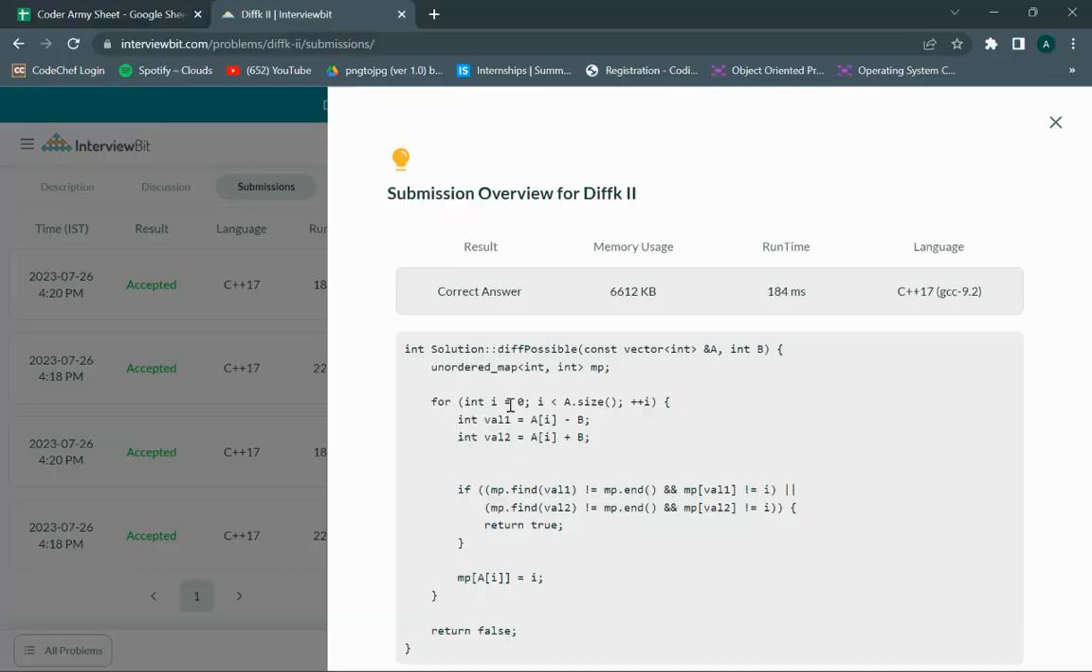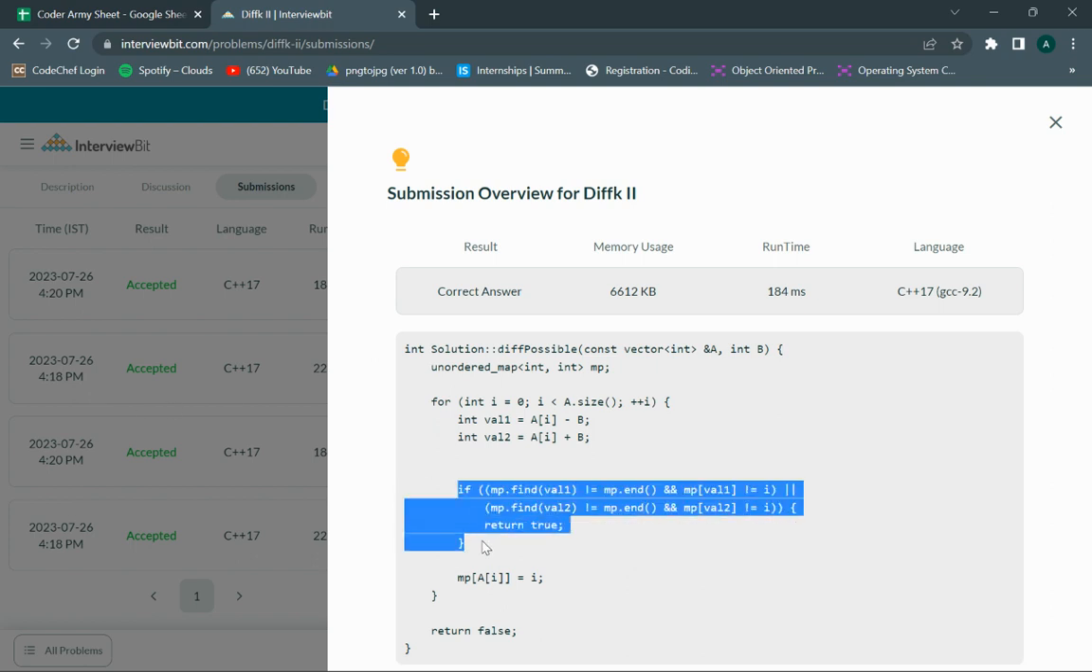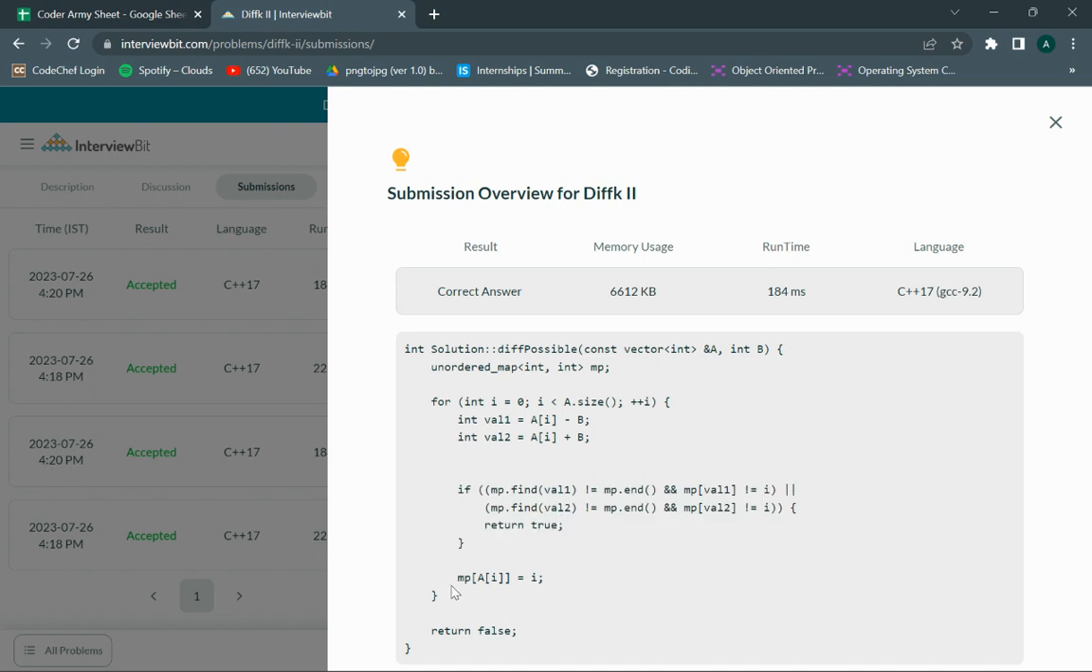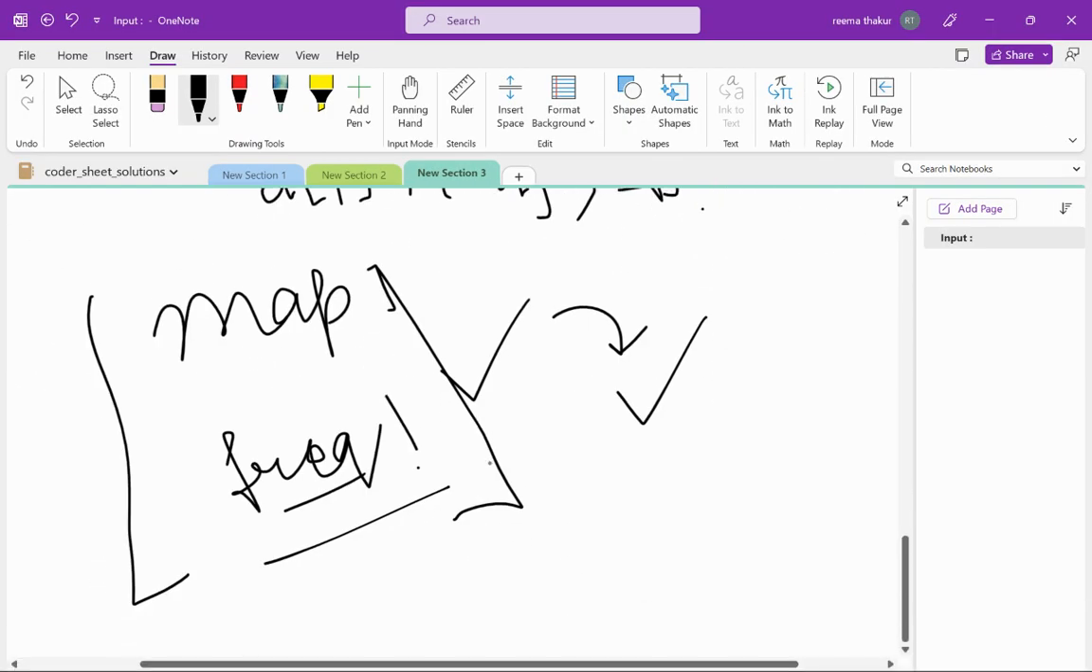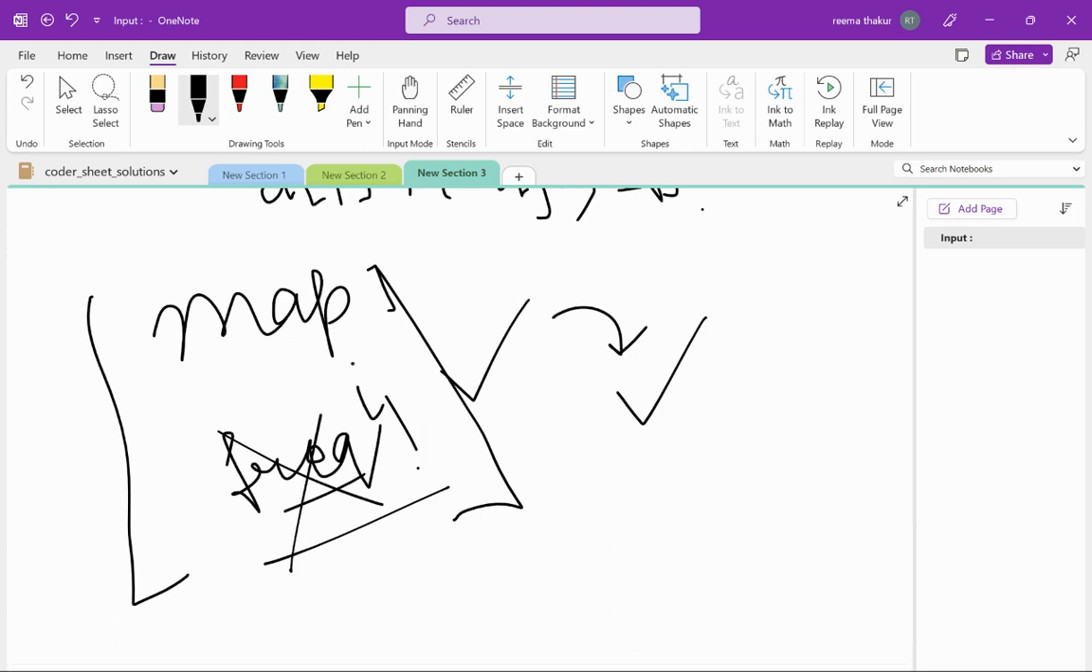So we are deriving both the values, and we'll quickly find out if this particular value is present inside our map, and also if that value's index is not equal to the current index, because the i and j indexes should be different. If either of the two conditions is true, then we'll return true; or else we store the current element in the map with its index, and return false at the end. I'm sorry, we have to store not the frequency but the index. Okay, the index will have to be stored.